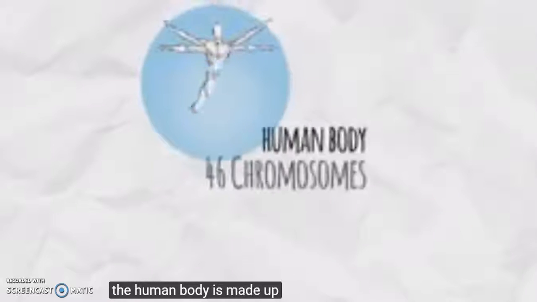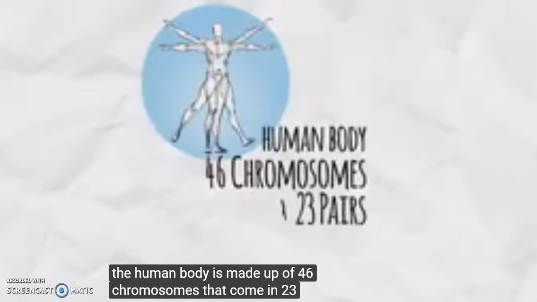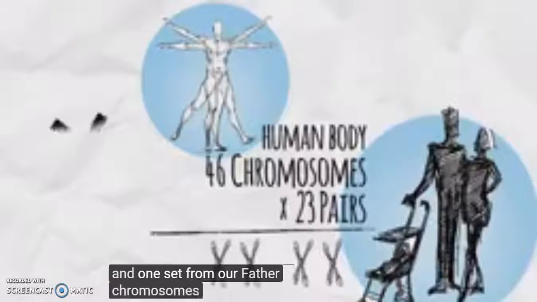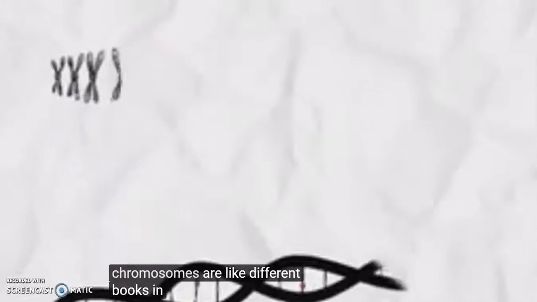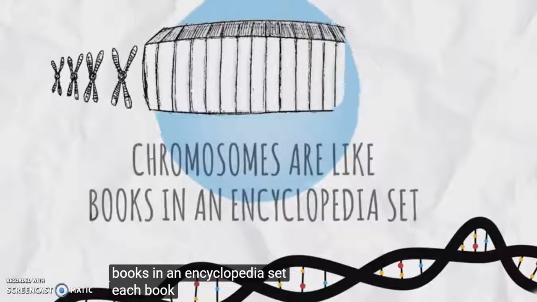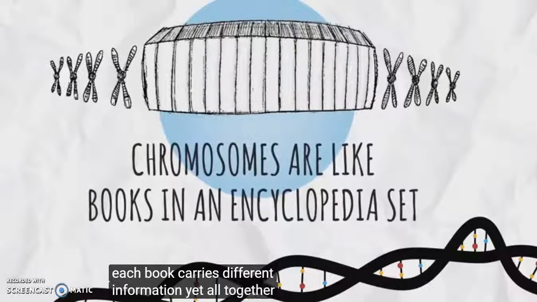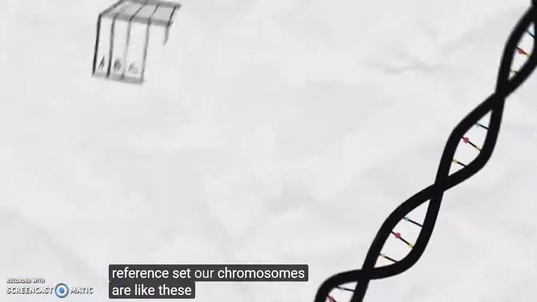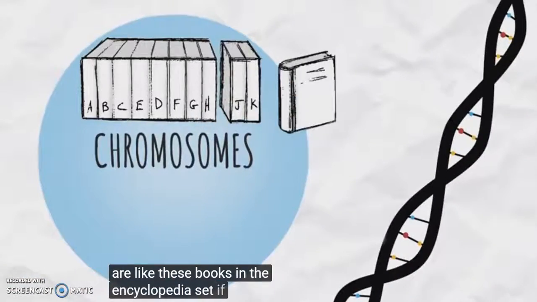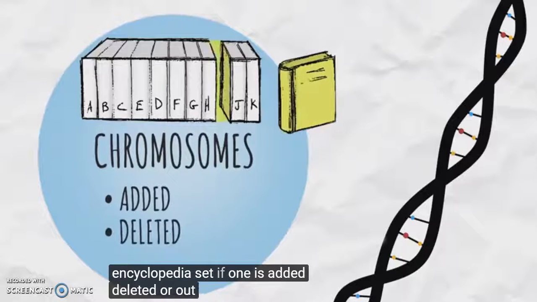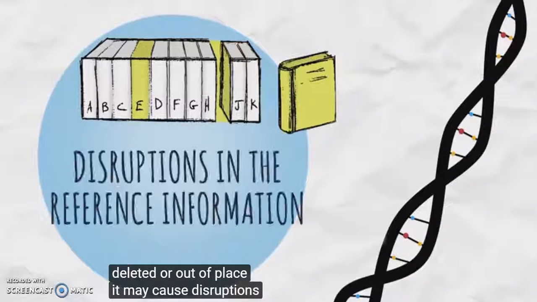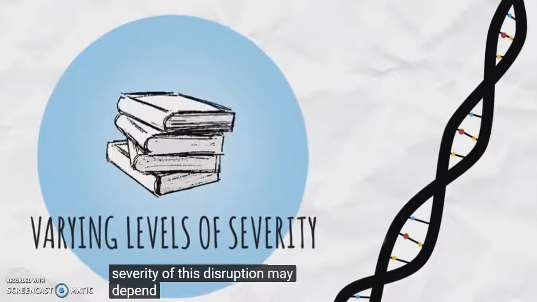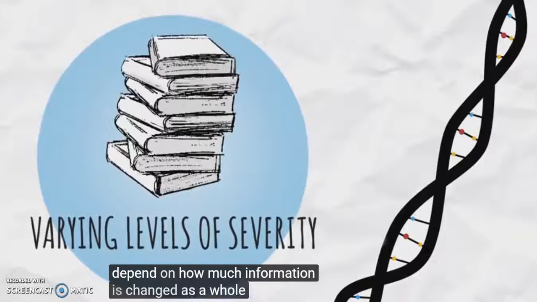The human body is made up of 46 chromosomes that come in 23 pairs, one set from our mother and one set from our father. Chromosomes are like different books in an encyclopedia set. Each book carries different information, and altogether they make a very important reference set. If one is added, deleted, or out of place, it may cause disruptions in the reference information. The severity of this disruption may depend on how much information is changed as a whole.